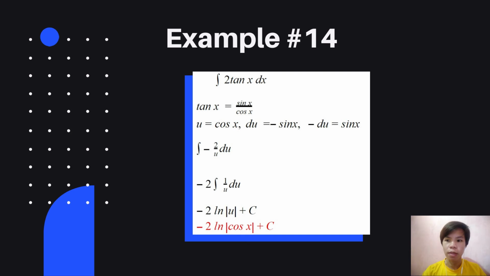Negative 2 times ln times the absolute value of u plus c. Then we can now substitute cosine x to u. Negative 2 times ln times the absolute value of cosine x plus c.